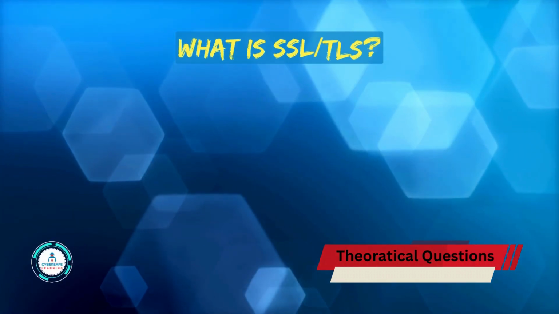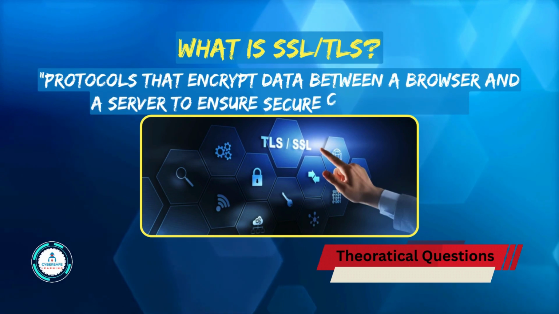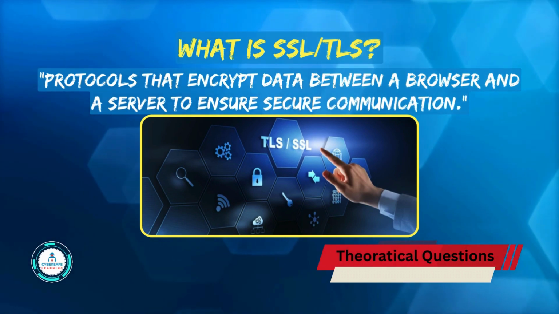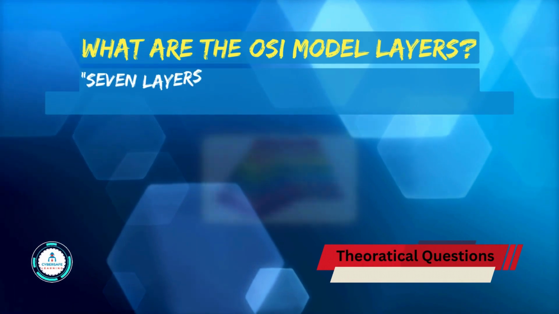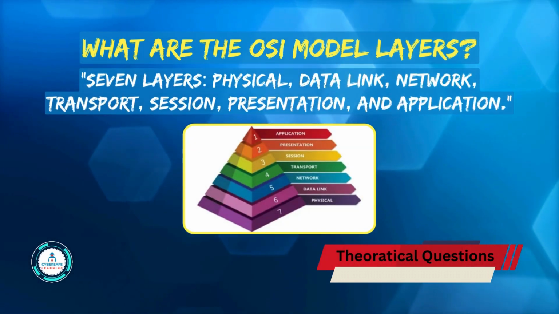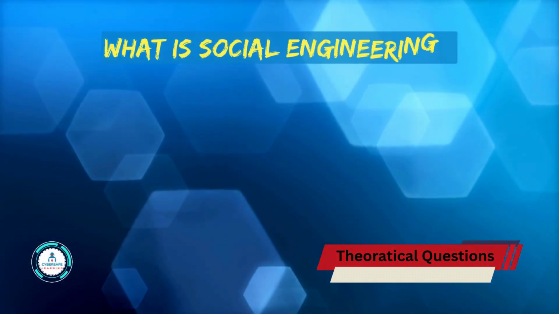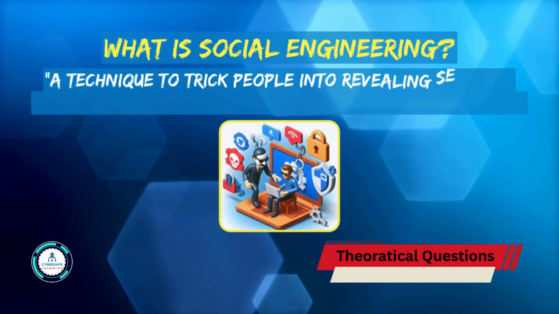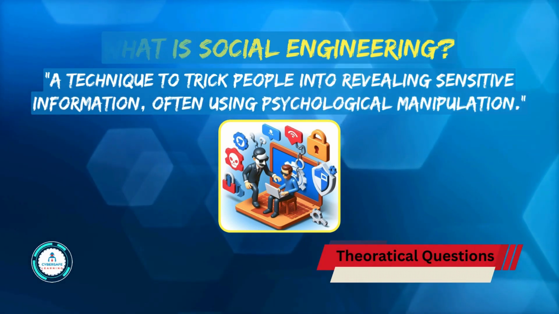What is SSL or TLS? Protocols that encrypt data between a browser and a server to ensure secure communication. What are the OSI model layers? 7 layers: physical, data link, network, transport, session, presentation, and application. What is social engineering? A technique to trick people into revealing sensitive information, often using psychological manipulation.